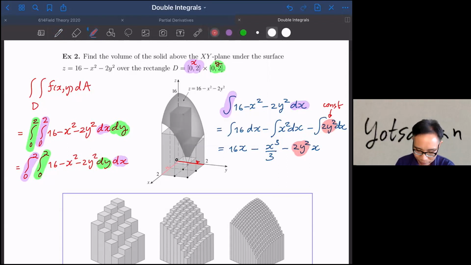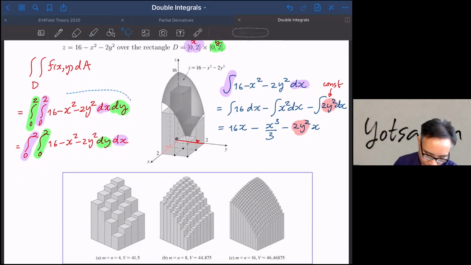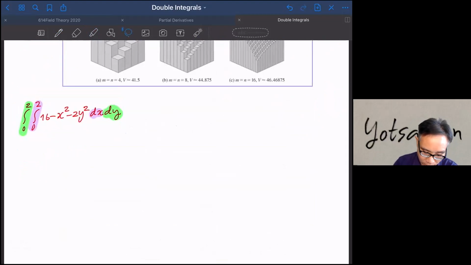Okay, for this one I'm just going to pick one to compute for value, and the one I'm going to pick turns out to be the first one. So let me copy this guy down. I have this one, and I'm going to begin by integrating the inside.